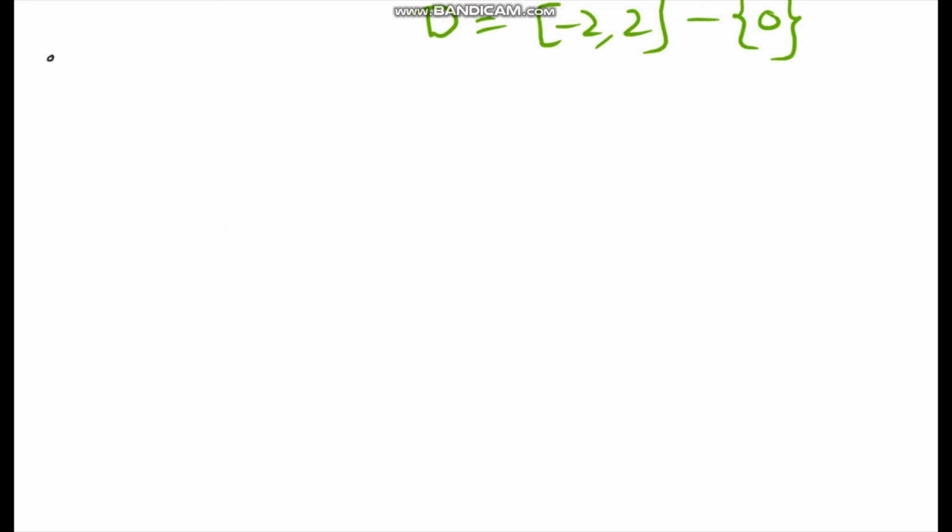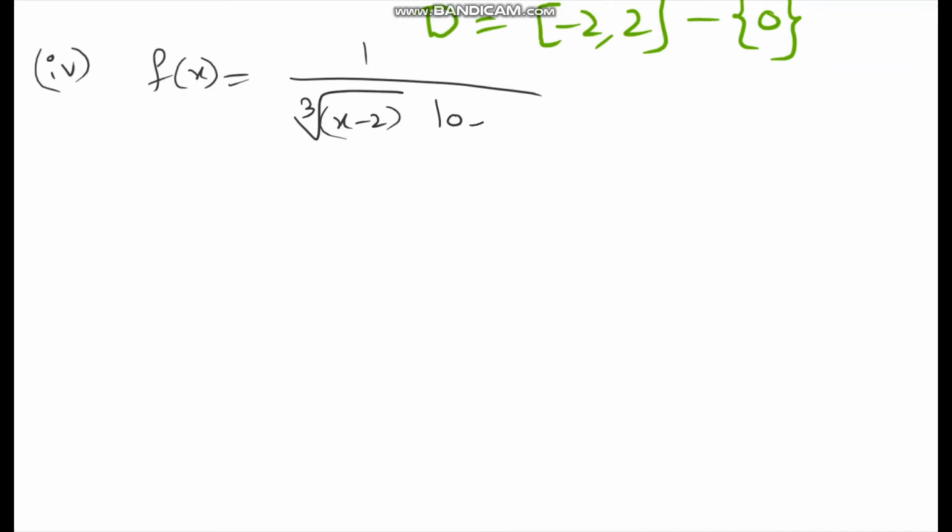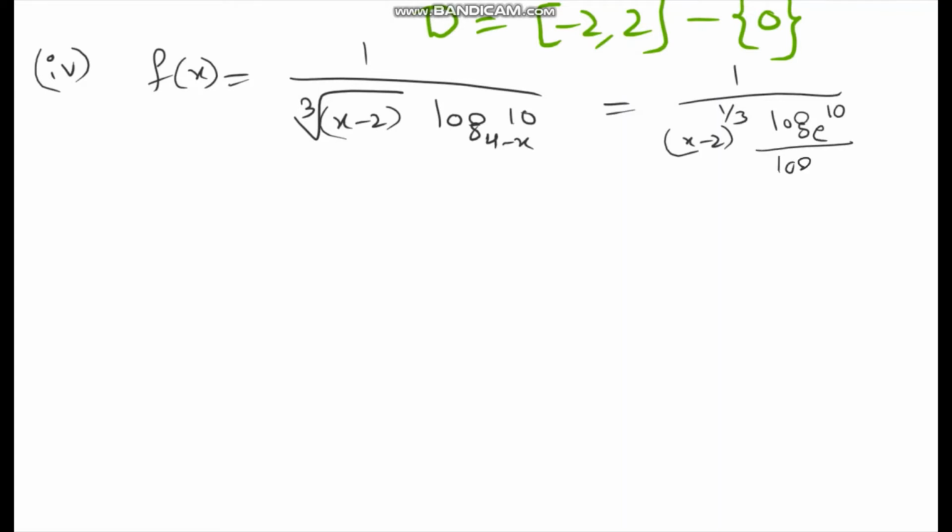Next is the fourth one. F of x equals 1 by cube root of x minus 2 into log of 10 to the base 4 minus x. This can be written as 1 by x minus 2 whole power 1 by 3. Log 10 to the base 4 minus x can be written as log 10 to some base e by log 4 minus x to the base e.